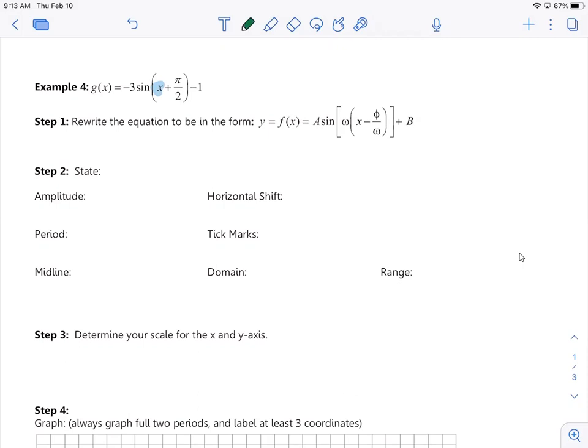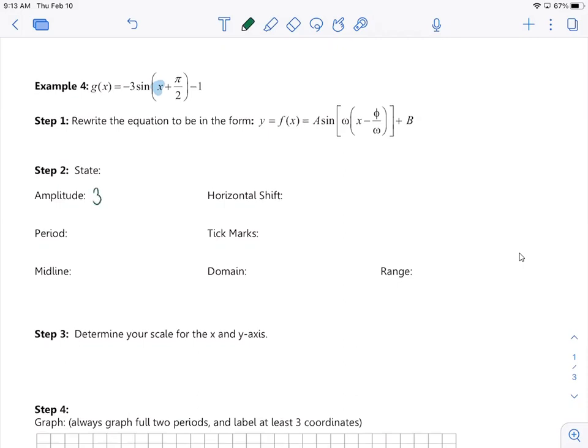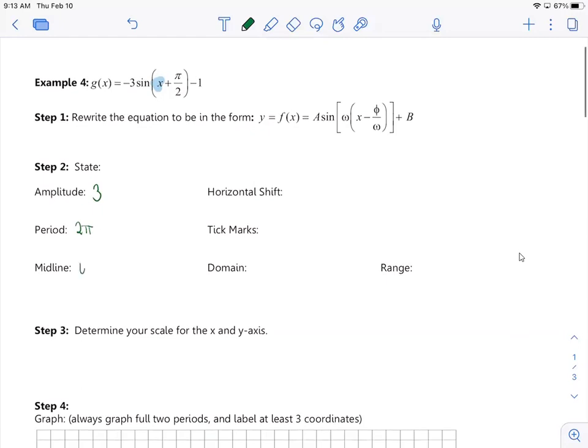So my amplitude here is, remember, it's always positive. That negative talks about something else that we'll mention in a second. Our period is 2 pi divided by whatever's attached to the x, which nothing is there, so it's just 2 pi. My midline, remember, y equals -1. Your horizontal shift will be left pi over 2. Your tick marks, take your period and divide by 4. And then I'm going to go ahead and reduce that. So I get pi over 2.